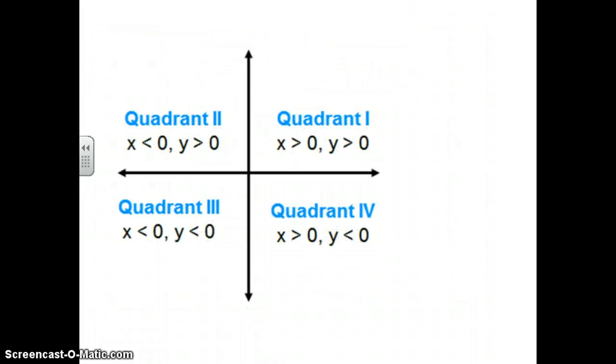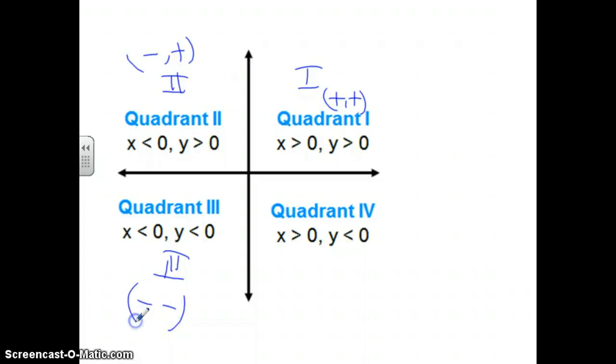The quadrants, this is quadrant 1. This is my positive quadrant. This is quadrant 2. I'm going to move to the left and then up. This is quadrant 3, which is both negatives. The x-coordinate and the y-coordinate is negative. And then quadrant 4 is positive and then heading down to negative.